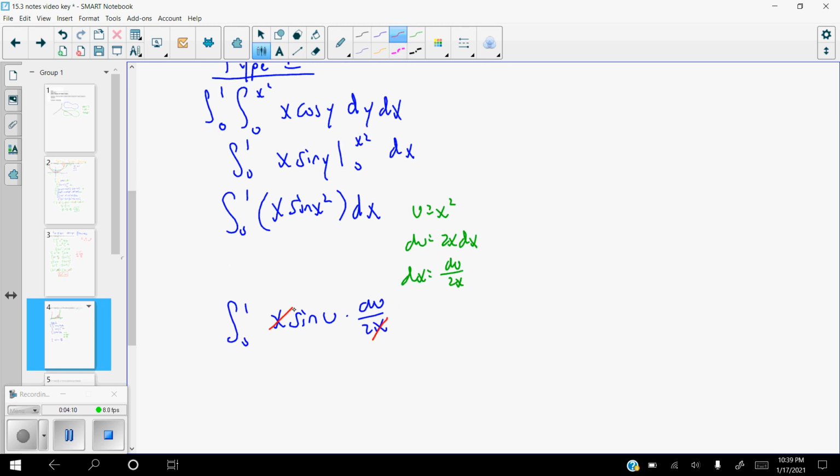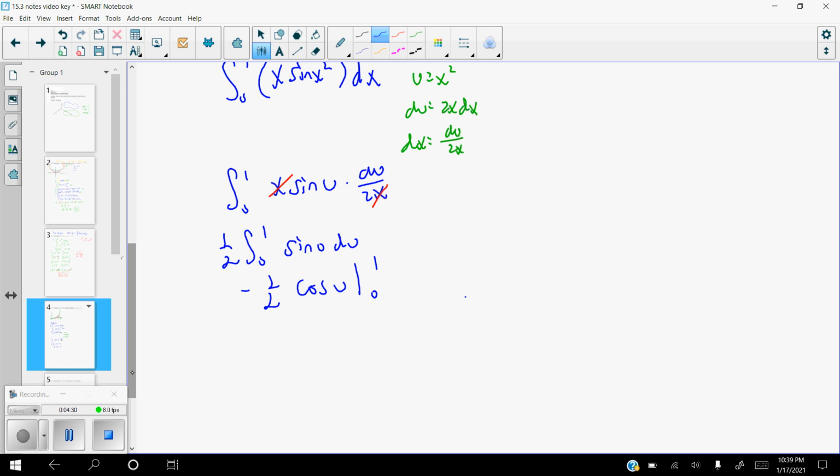So the x's are going to go away. I can pull the 1/2 out to the front, and then I can take the antiderivative of sine of u du. So that's going to be negative cosine. So we're going to get negative 1/2 cosine of u from 0 to 1. Plugging in 1, it's going to give me negative 1/2 cosine of 1. I don't know what that is. And then minus, plugging in 0, cosine of 0 is going to be 1. So we're going to get minus negative 1/2.